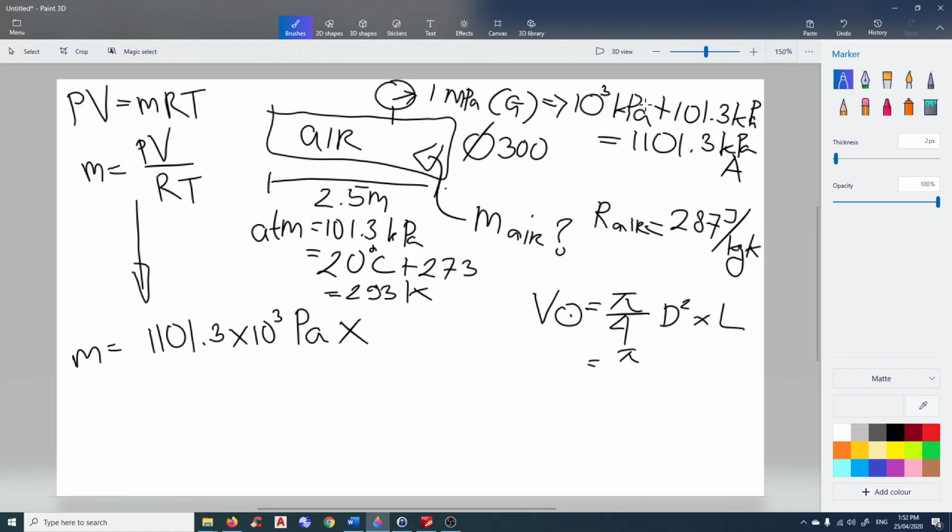So in that case it is quarter pi 0.3, not 300 mm, 0.3 meter square, multiplied by 2.5 meter long of the cylinder. So the volume is 0.1767 meter cube.